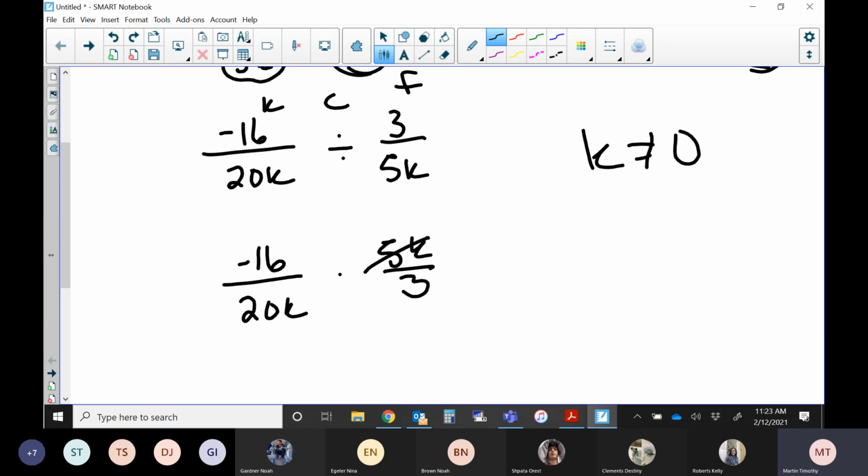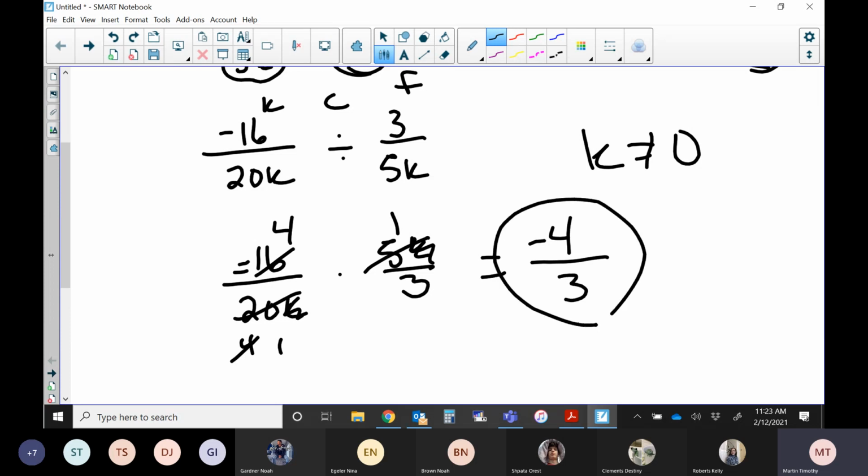The 5k and the 20k, 5 goes into 20 4 times, k goes into k 1 time, so this turns into 1. And then a 4 can cancel out, and 4 goes into that 4 times, and that's a 1. So -4 times 1 on the top is -4 over 3 times 1 is 3. There's my final answer. Number 7 questions.